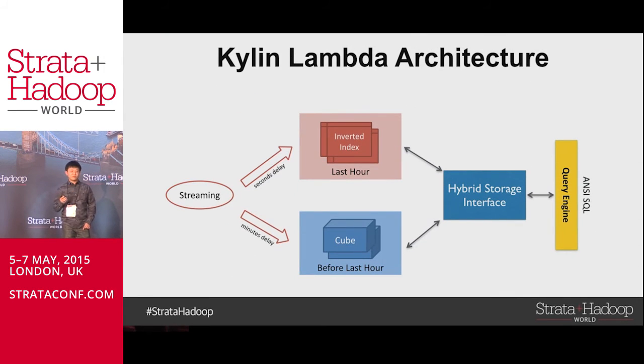The result will be a simple lambda architecture like this. You have to separate the real-time data from the historic data. Let's say the window is an hour. As the data comes from streaming, it will be dual loaded into both the real-time storage and the historic storage. The real-time storage will always keep the data of the last hour, and the data before the last hour is supposed to be cubed already in the historic storage. When the two combine, we have a hybrid storage interface that shields the two from the query engine. Above the interface, it sees the whole data population. And the delay is up to seconds, to serve real-time analysis requirements.